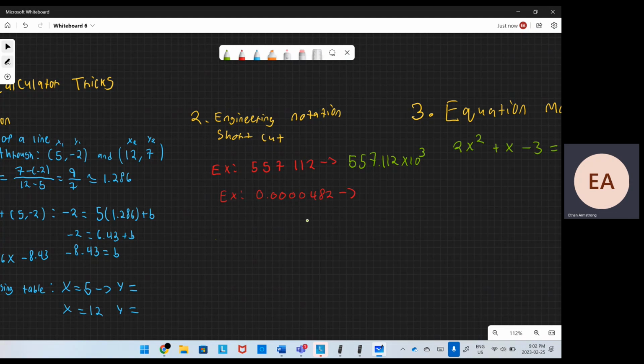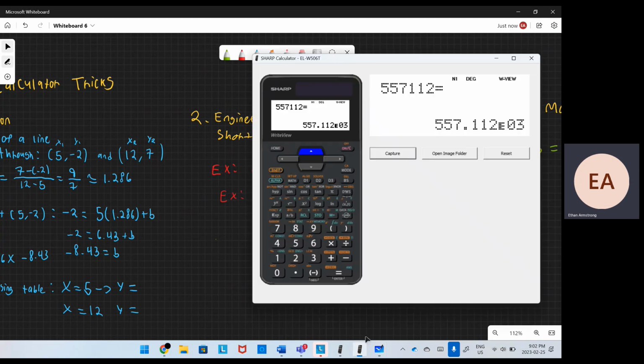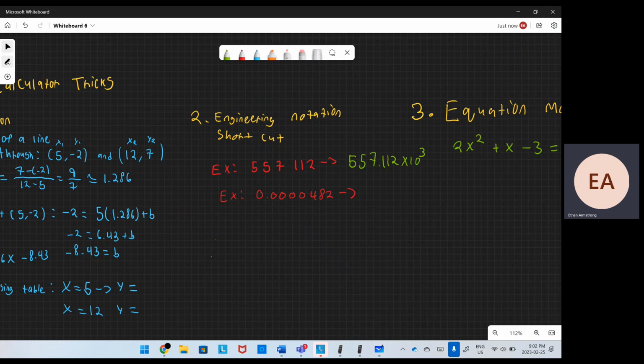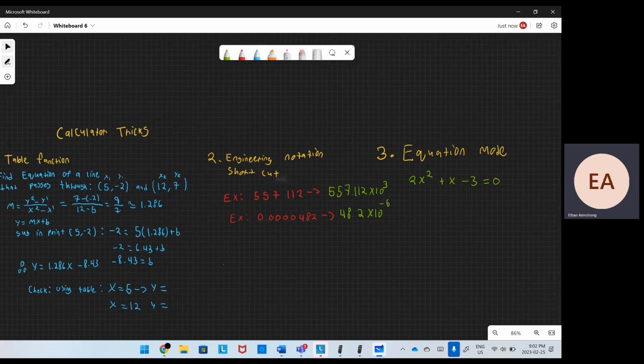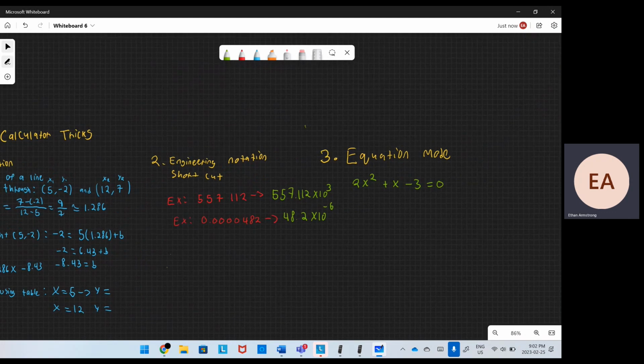And we can also do this for decimal numbers as well. So say we had 0.0000482. Hit equals, alpha, engineering, and that is 48.2 times 10 to the power of -6, because it is a decimal. So that is another useful little trick on the calculator.